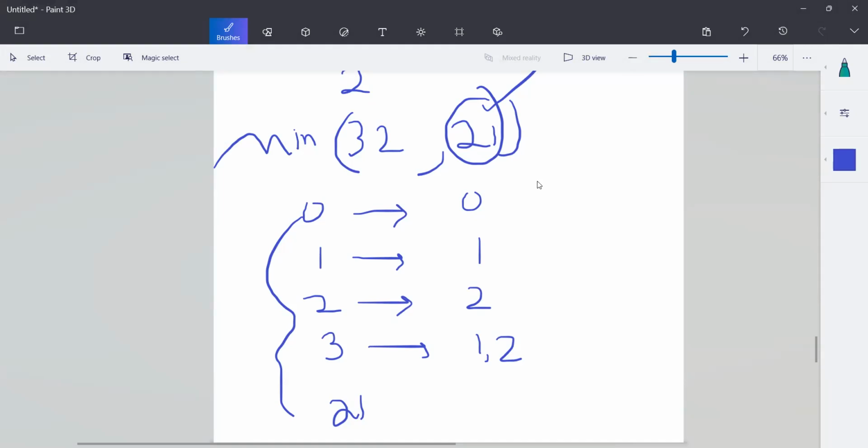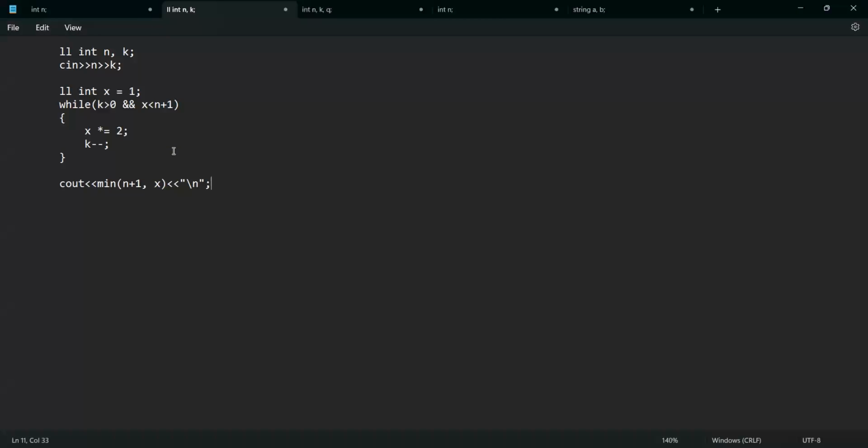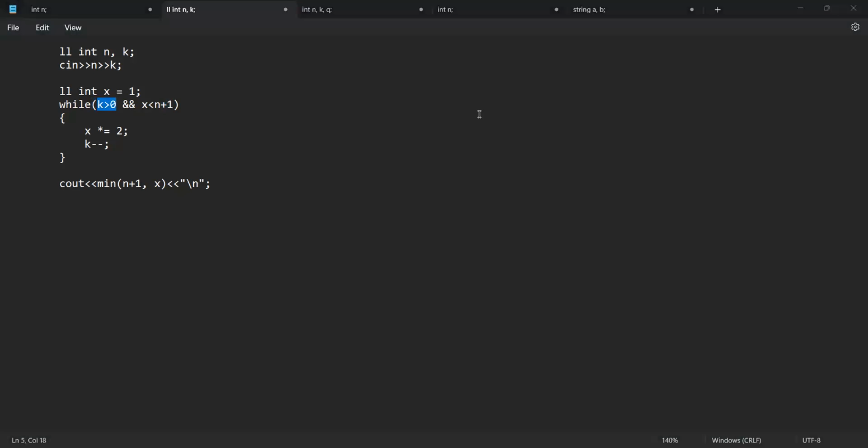Okay, let's look at the implementation. Basically, x is initially 1, and I'm trying to find 2 to the power k. But since k can be very big, like 1000, there's no point calculating 2 to the power 1000. So I'll only go up to the point where x is less than n plus 1, because after that the minimum value will be n plus 1. Otherwise, if 2 to the power k is less than n plus 1, the loop will terminate because of this condition. Once this is done, I can simply output the minimum of n plus 1 and x.